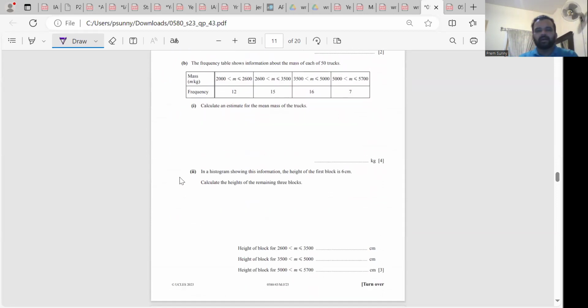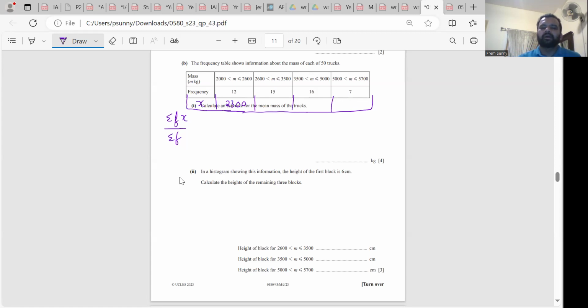Now, to calculate the mean for this frequency table. To calculate the mean, we know the formula is sigma fx divided by sigma f. So let's first draw one more row here. This row will be for the x values, the midpoint basically. How do we find the midpoint? Lower limit plus upper limit divided by 2. 2000 plus 2600 divided by 2 will give you 2300.